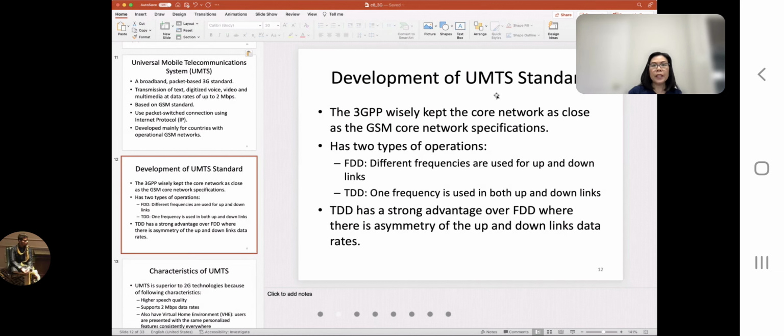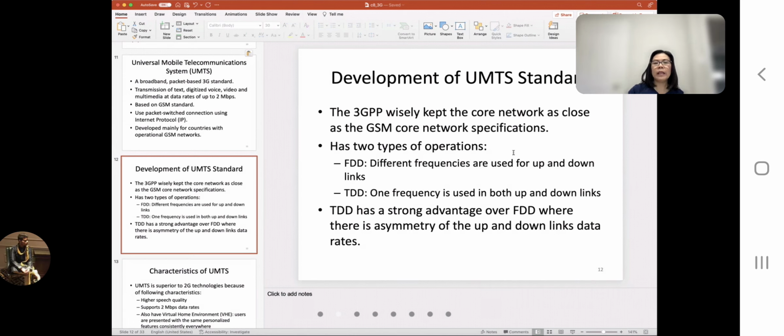And in UMTS, there are two types of operation for uplink and downlink. Remember, we said before, the uplink is from mobile phones to the base station. Downlink is from base station to mobile phones. We need both uplink and downlink so that we can have duplex communications. So in UMTS, they use both frequency division duplex and time division duplex.